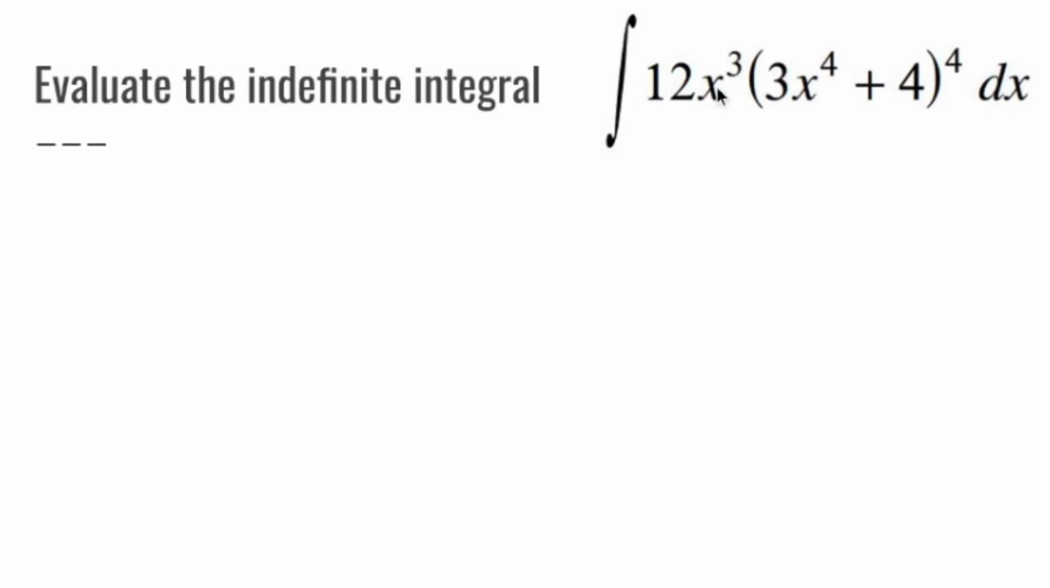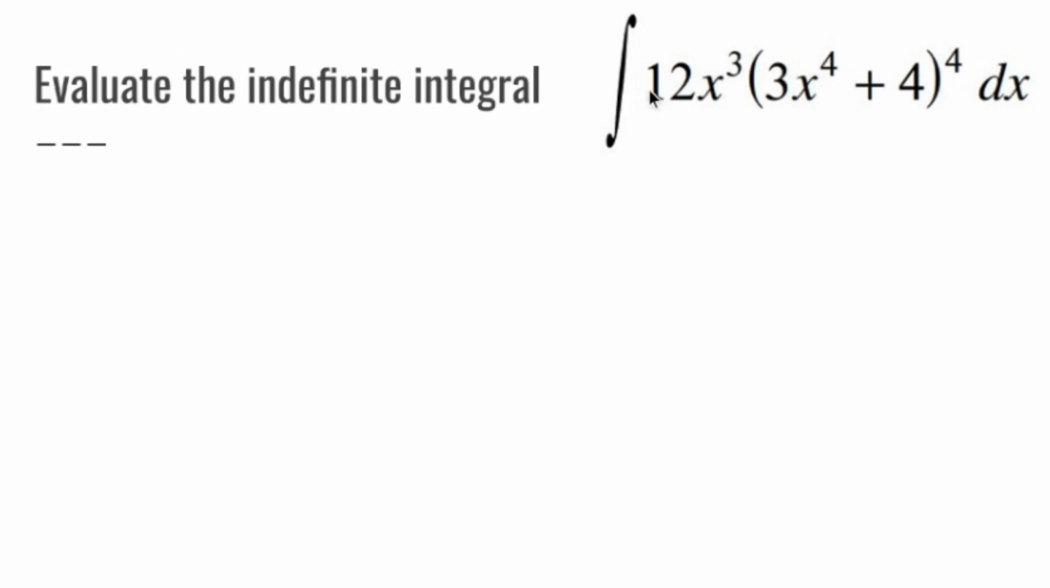Evaluate the indefinite integral of 12x cubed times the quantity 3x to the fourth plus 4, all to the fourth power. Now what I could do is FOIL this out and then FOIL it again and then FOIL it again and then distribute to 12x cubed, but that would be an absolute nightmare. So what I'm going to do is use U substitution.